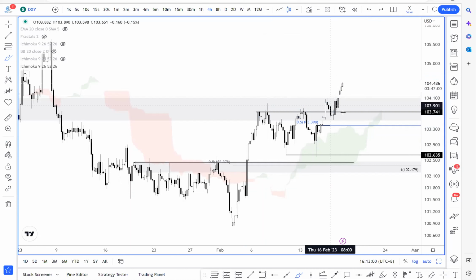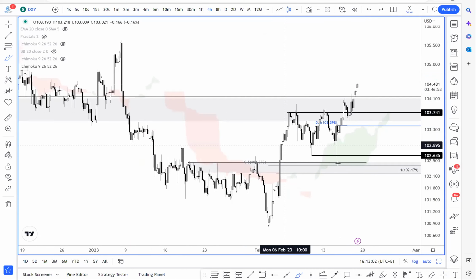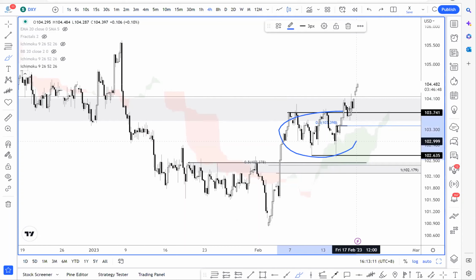So dollar index for me is still bullish. You can see that the support levels are being respected. So price did not actually revisit this low. It came in a range. So this was the range that we identified previously. Right now you can see that price broke above the range. So now this becomes a support and resistance level, this area here. So dollar index for me is still bullish.